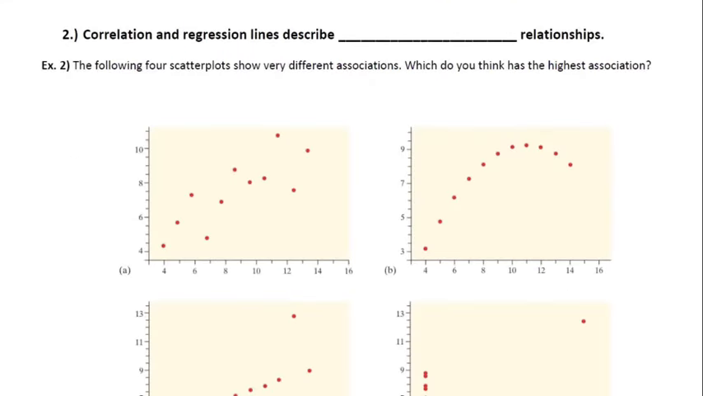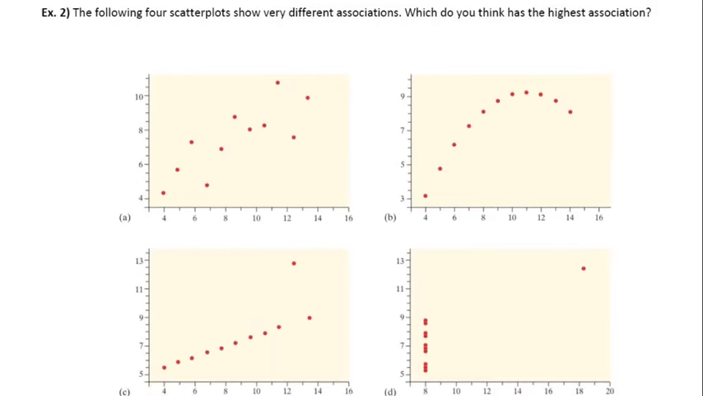So the second key of wisdom here: correlation and regression lines describe linear relationships. So they try to measure the linearity between two things. So let's look at the 4 dot plots here. This is a really cool example. I want to give you a second. Which one do you think has the highest association? So of these 4 graphs, which one might have the highest association?